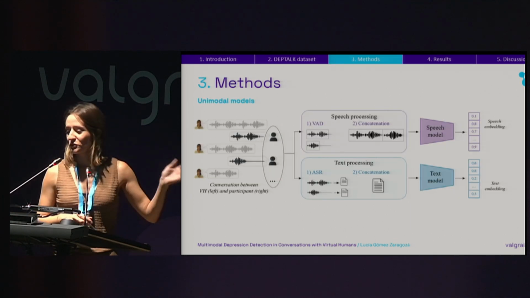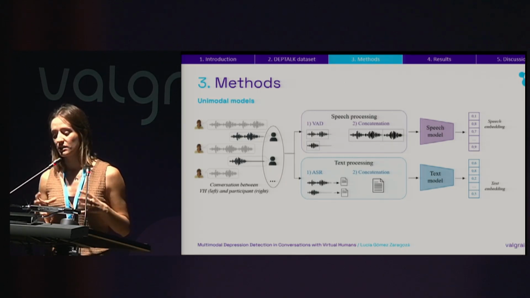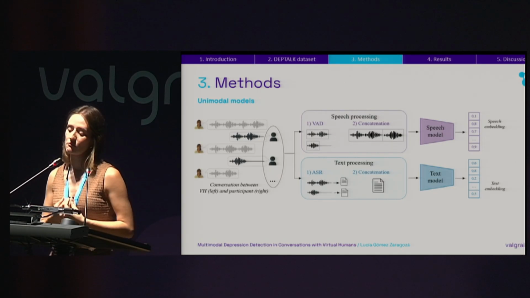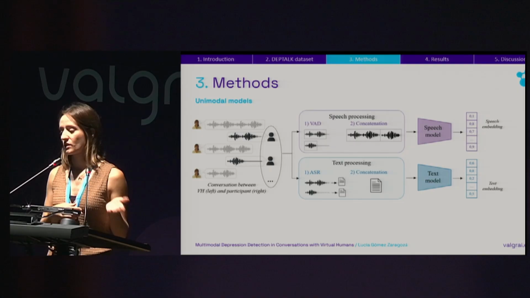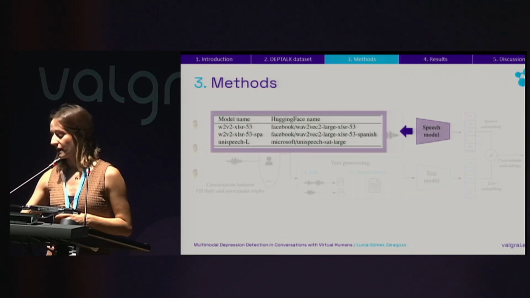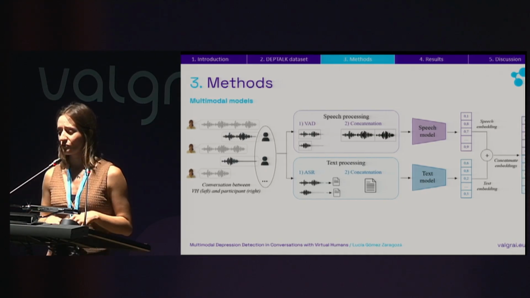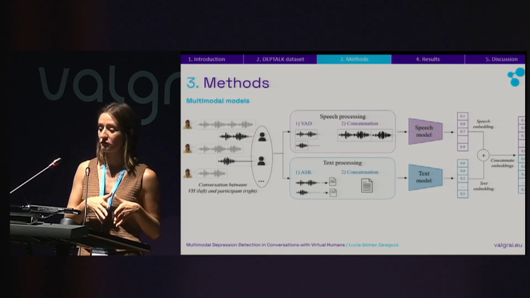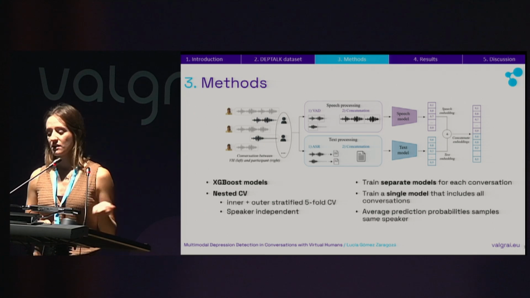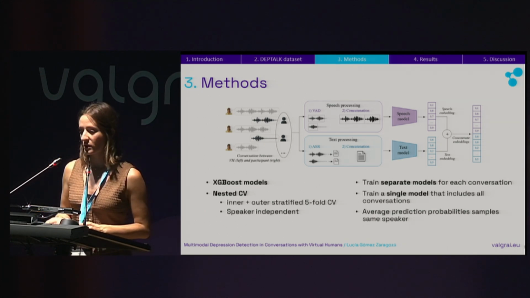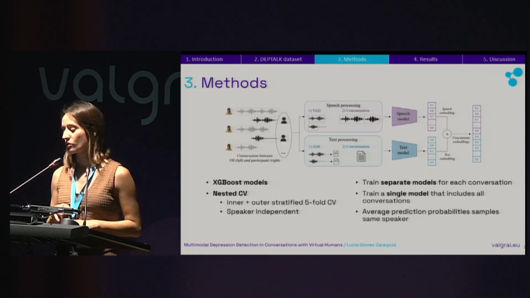So again, I'm not going to go into the details, but we took each participant turn, and we concatenate everything in a single audio, and we did the same with text. We created a single text, and we used different pre-trained models to extract speech and text embeddings. And then for the multimodal model, we applied early fusion by simply concatenating these 2 embeddings. And we use these embeddings to train extreme gradient boost models using nested cross-validation. And we train separate models for each conversation and a single model including all conversations.